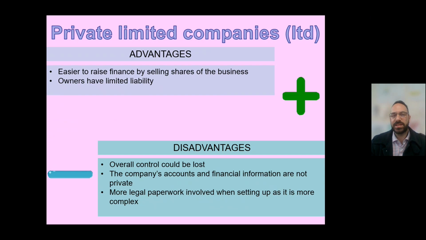And all of your information does need to be disclosed to the UK Companies House. So all that information is readily available because you have to submit your information for your taxes, because your business is taxed separately to you as a person. So you have to supply all of your financial information to the government as well. These are some disadvantages there. And it's also more legal paperwork involved when setting up, as it's a more complex business structure.